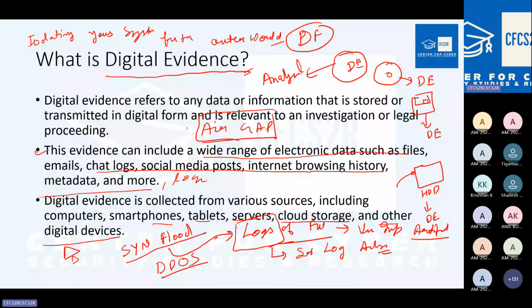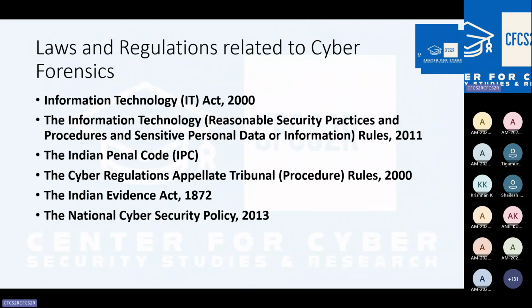outer world. Please bear with my handwriting. I know I have a very bad handwriting. So isolating your systems from the outer world, but still, if you are putting so much effort to save your system, your system can still be compromised because a lot of things have been developed nowadays which can affect your systems. Okay, so this is the very important part of the digital evidence.